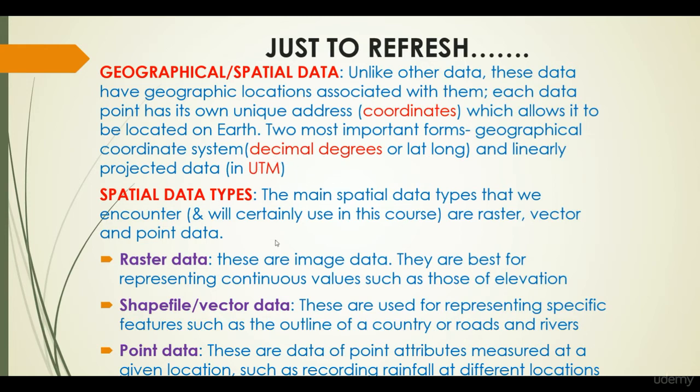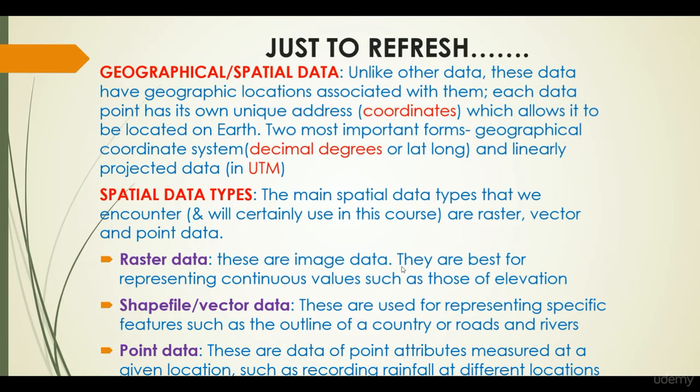The three main spatial data types that are most frequently encountered, and these are the data types that we will work with, are raster, shapefile, and point data. Actually, point data can also be considered a part of vector data, but their usages are pretty diverse, and we are going to cover different applications and processing of point data and different applications of shapefile or vector data. So I've just put it in a separate category.